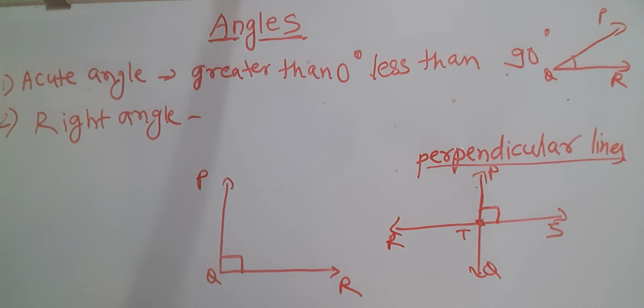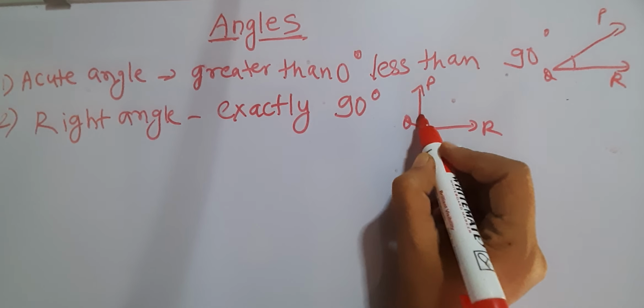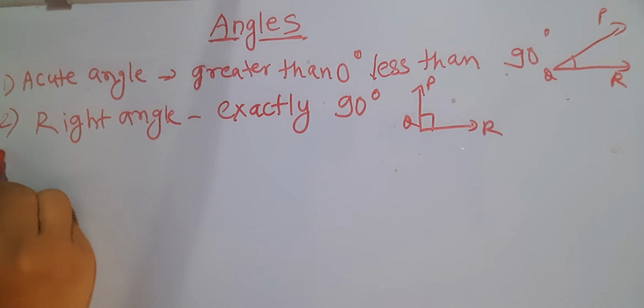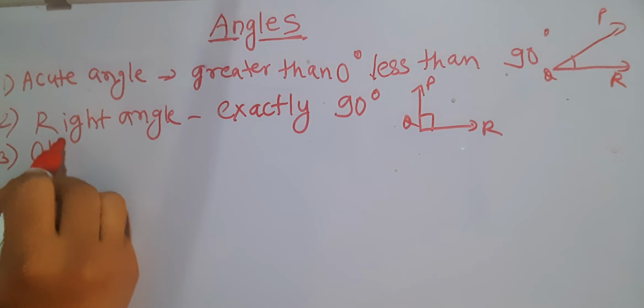So what we have learned about the right angle is that if the degree of the angle is exactly 90 degree, then we can say it's a right angle. Okay, so the third type of angle is the obtuse angle.